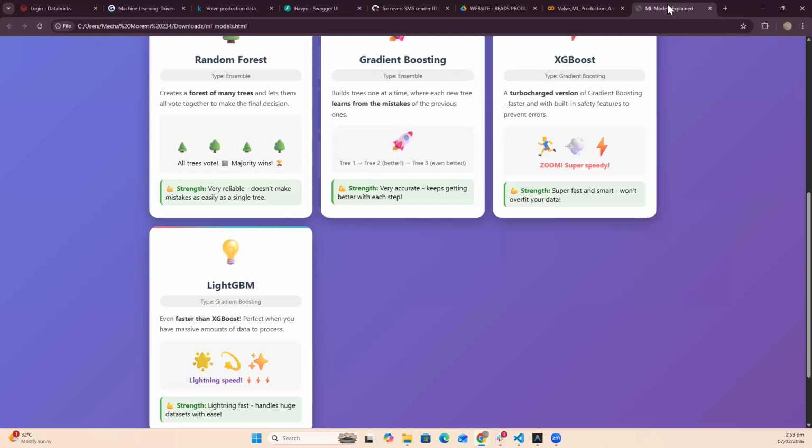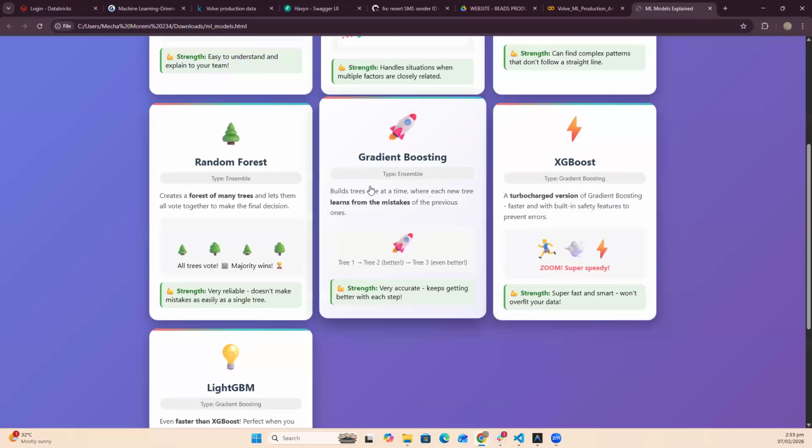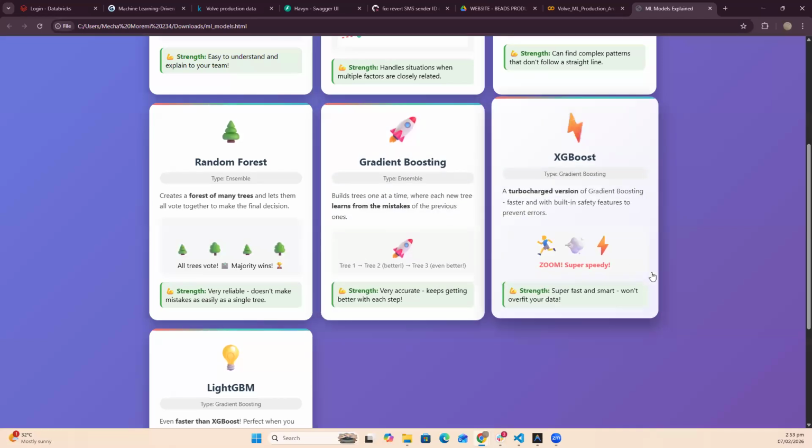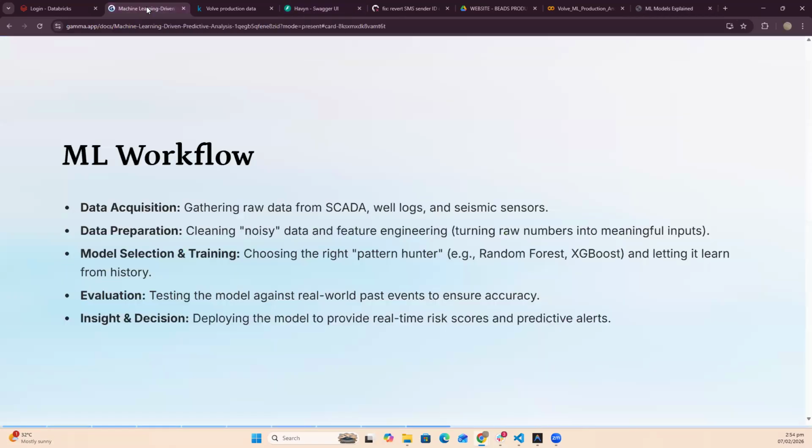You can have a problem that random forest can solve for you. You can have a problem that XGBoost can give you a good result on. Now, what you have to do is try both of them and see which one is giving you the best results. That's why here we have model selection and training.